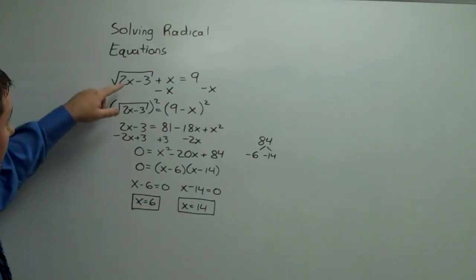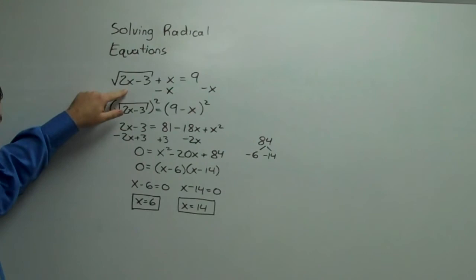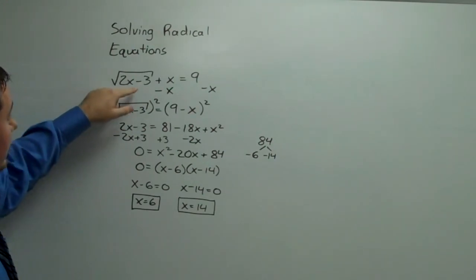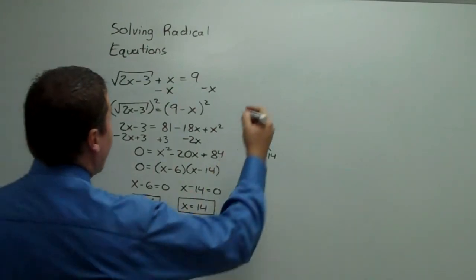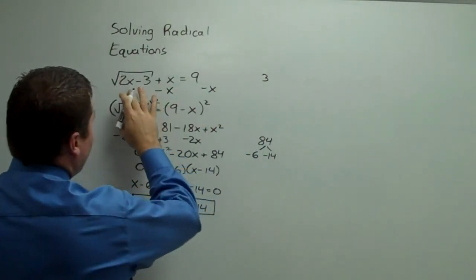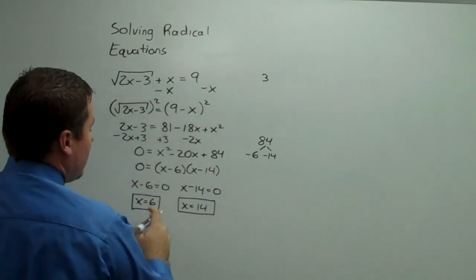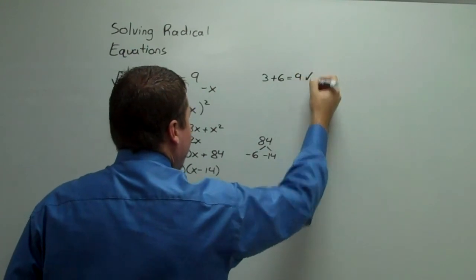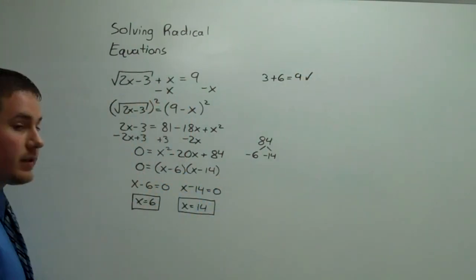So 6 plugged into x, 2 times 6 is going to give me 12, minus 3 is 9. So I have the square root of 9 is 3, and 3 plus 6 is equal to 9. That indeed is an equation, so that is one of our solutions.